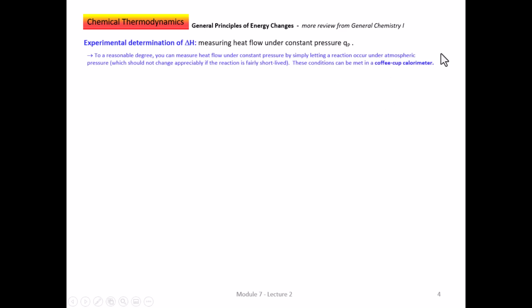Well, how would we actually experimentally determine ΔH? In other words, how would we measure heat flow under constant pressure? This is actually easier than measuring heat flow under constant volume, because to a reasonable degree, you can measure heat flow under constant pressure by simply letting a reaction occur under atmospheric pressure in a laboratory. And you're assuming that the atmospheric pressure doesn't change appreciably while the reaction is going on, which is a pretty good assumption under most cases.